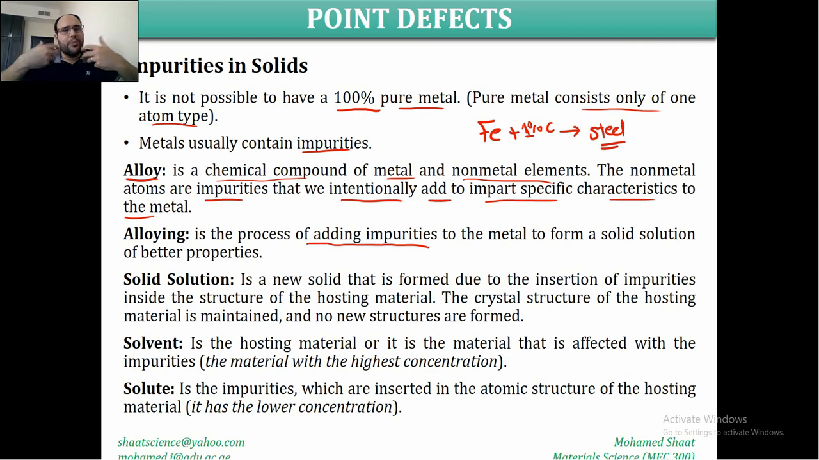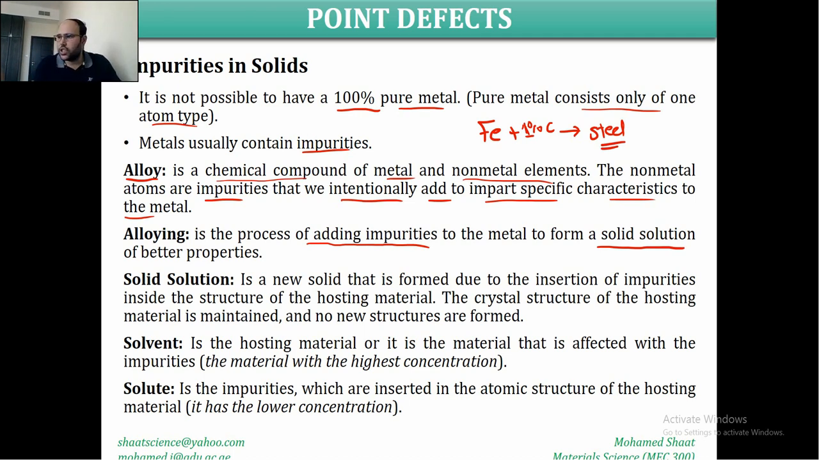Alloying is the process of making this alloy. It is the process of adding the impurity to the metal to form a solid solution. So you have a pure metal, then you add impurity, and you end up with a solid solution. Chemical engineers create these solid solutions. Solution means that you are chemically mixing two materials to end up with a new material. It means that this alloy, which is steel, is totally different from the original material. It's totally different from copper, from iron, or from carbon.